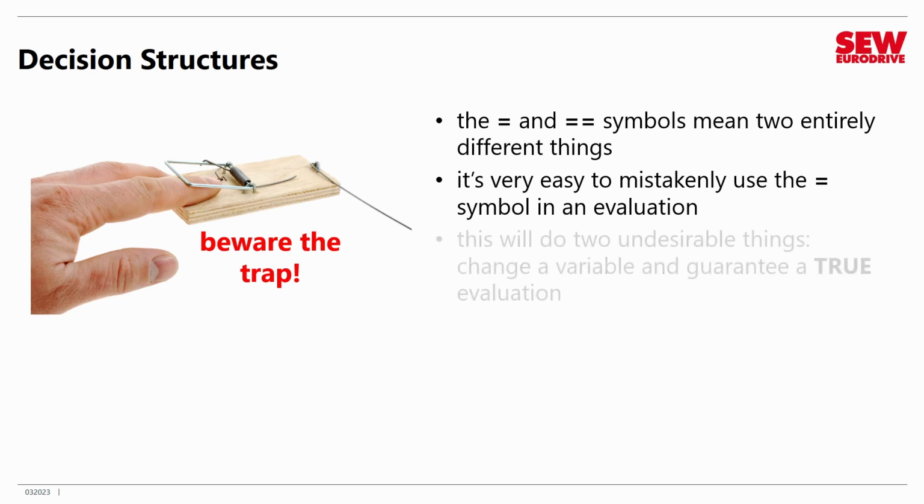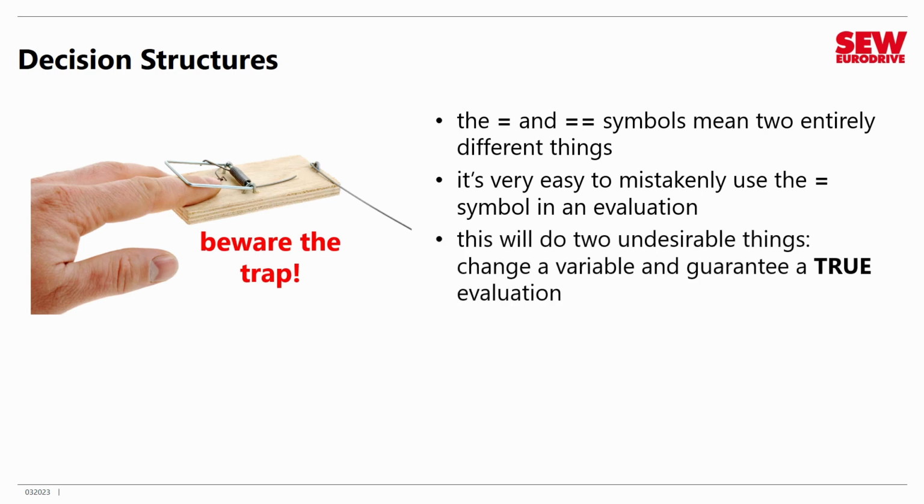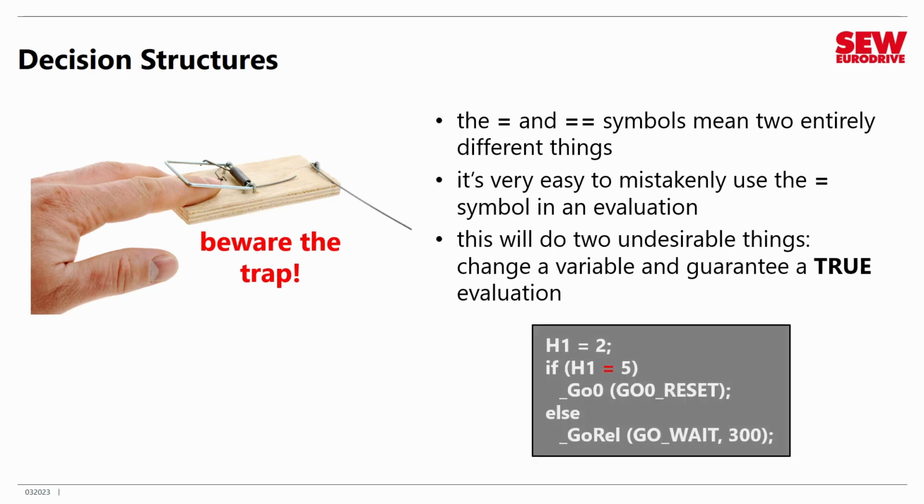And let me explain why. It's going to do two very undesirable things. It's actually going to change a variable on you, and it will always evaluate to true whether it is or not. Let me show you. All right, here's our code. h1 equals 2. If h1 equals 5, then go 0. Otherwise, else, do a relative positioning operation. Now, notice we made a mistake. We should have had two equal signs there, but we only have one.